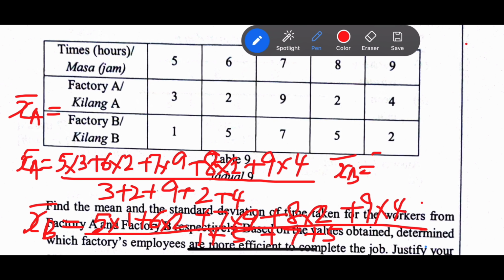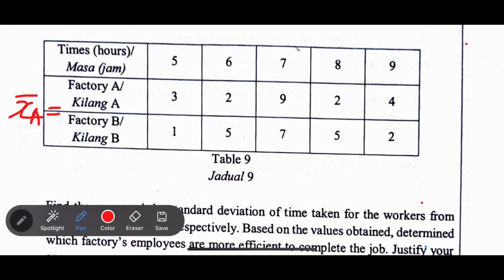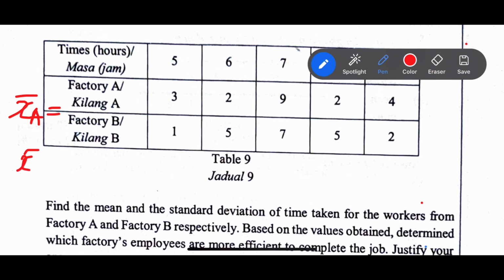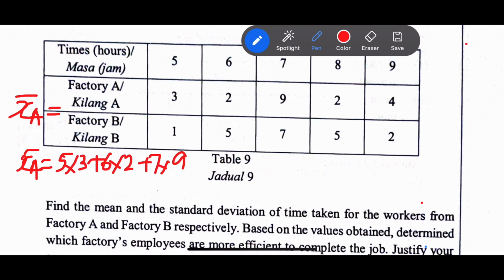For B, you take 5 times 1, and then 6 times 5, and 7 times 7, and then plus 8 times 5, and plus 9 times 2, summation of data over summation of frequency. So you find the two means before you can find the standard deviation for both factories. Just do it fast because it's quite long. After you do, I'm sure you get the same mean for both factories.